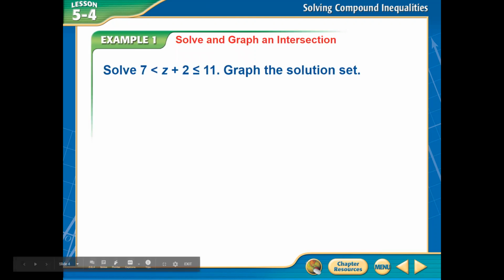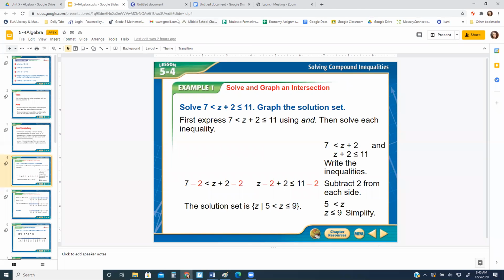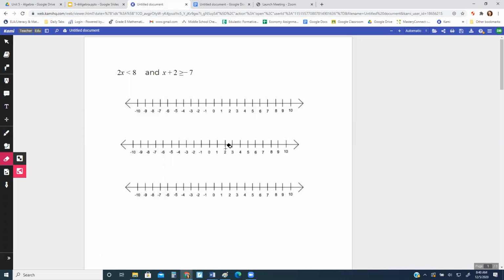So let's look at what this means for us in some real math here. I've got an "and" question here: 2x is less than 8 and x plus 2 is greater than or equal to negative 7. So this compound inequality is only true when both of these are true, because I have that "and" there. So let's look and see what this means for us.